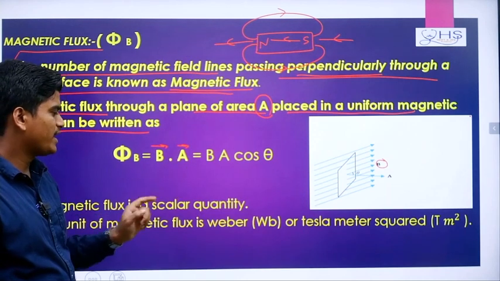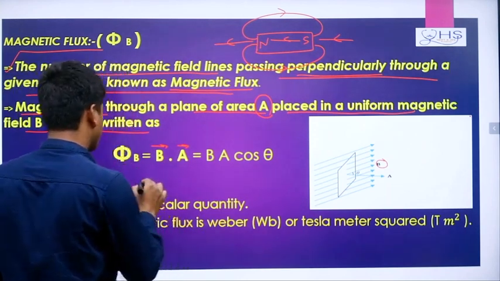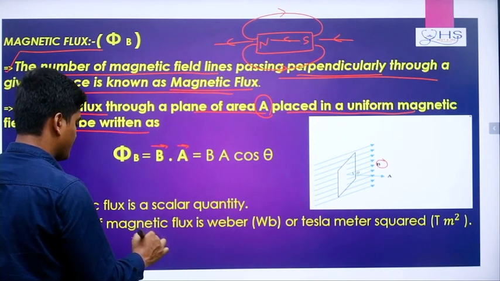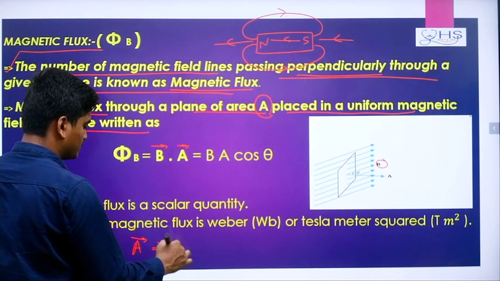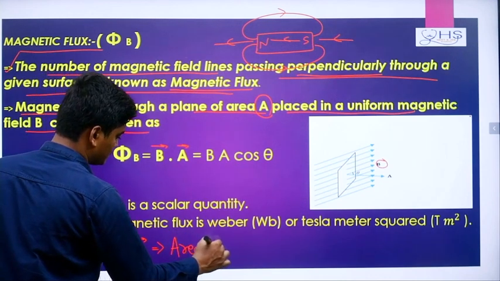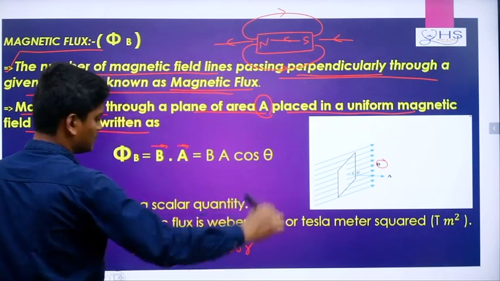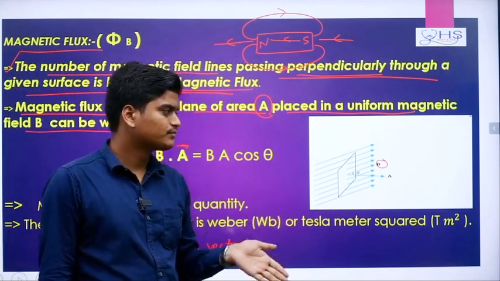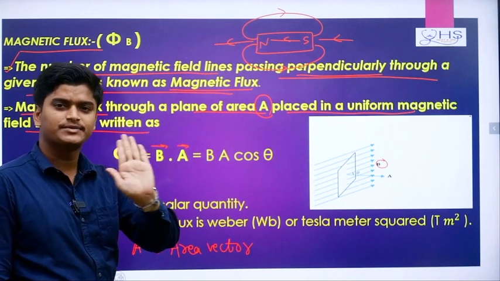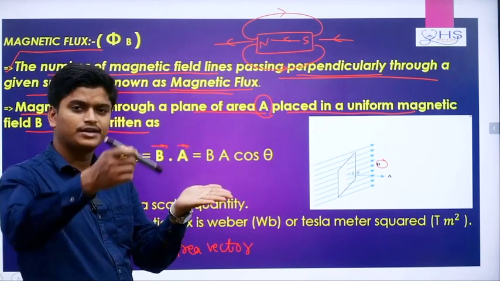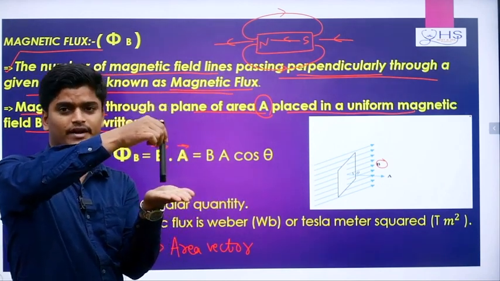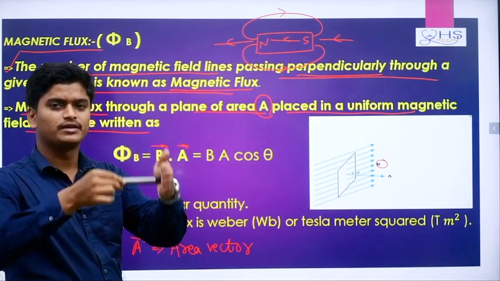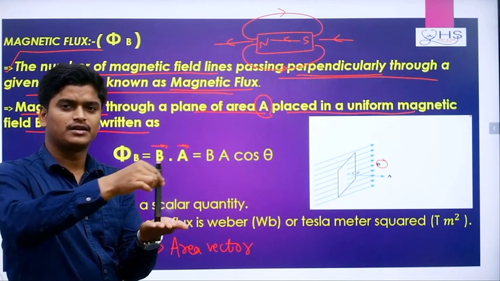This A vector given here is the area vector. Remember, there is a difference between the surface or area and the area vector. This palm is my surface, and then the surface vector or area vector will always be perpendicular to the surface. How the surface is oriented does not matter.